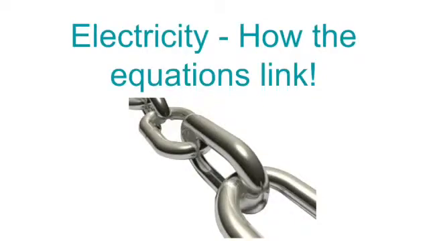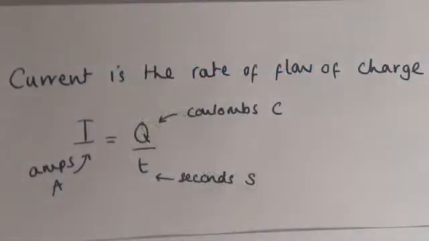Leading on from the video linking energy and forces equations, I thought you might appreciate the same for electricity, especially if you're getting in a muddle over the volt being 1 joule per coulomb and the watt being 1 joule per second. This is for you. The definitions of what current, voltage and power are allow us to form equations, and they all link up.